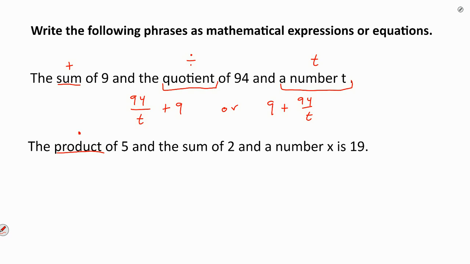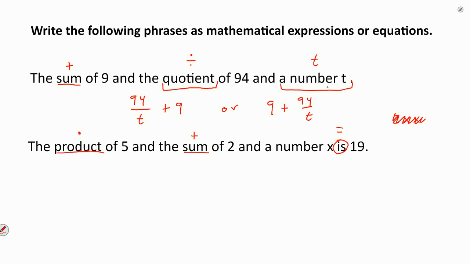Now, as a heads up, in algebra, you don't want to use x's to represent multiplication. It gets very complicated when I want to do something like 2 times x, because then which one's the x and which one's not, it's a hot mess. So we avoid using x's for multiplication as much as possible. So I see the product of 5 and the sum, that's adding, of 2 and a number x is 19. So that is here implies an equal sign.